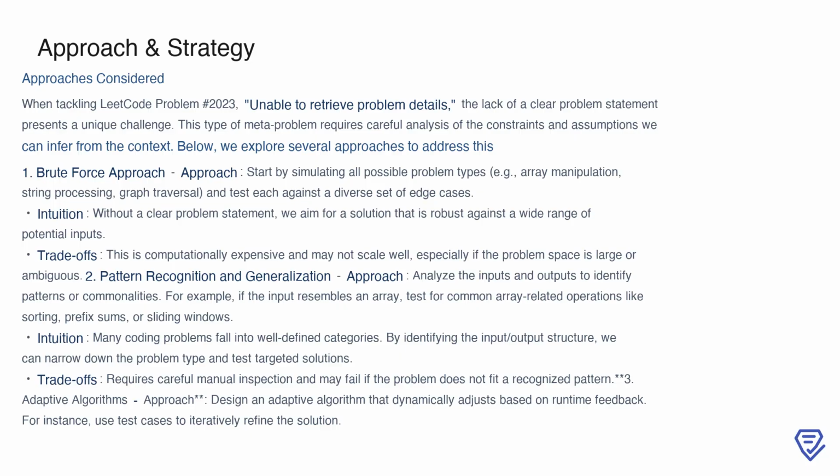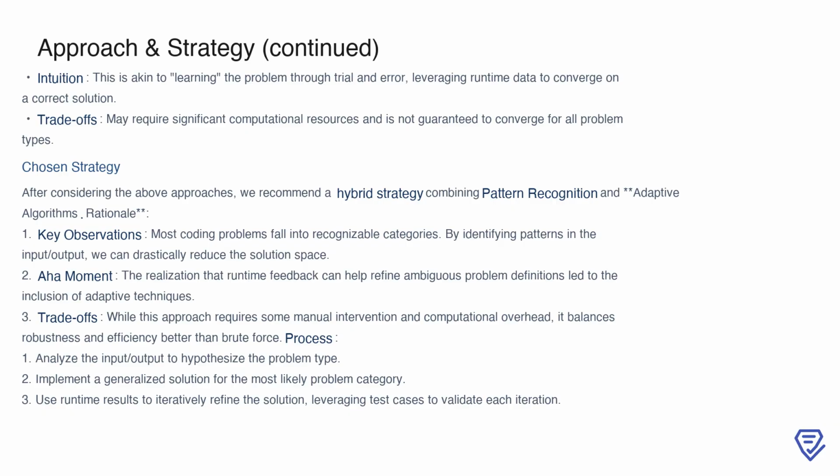Lastly, we have adaptive algorithms. This involves designing a solution that evolves based on runtime feedback, using test cases to iteratively refine the approach. While this method mimics learning the problem over time, it can be resource-intensive and might not always lead to convergence on the correct solution. The adaptive algorithm approach offers an intriguing way of addressing the uncertainty in problem number 2023.